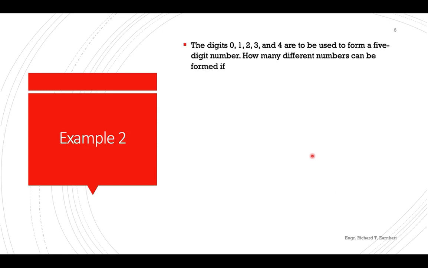Let's have another example. The digits 0, 1, 2, 3, and 4 are to be used to form a 5-digit number. How many different numbers can be formed if repetitions are permitted? There are 5 digits to be formed. For the first digit, there are a total of 4 possible outcomes, excluding 0, because a number cannot start with 0. And then since repetitions are permitted, we have 5 choices for the remaining 4 digits. Since these are simultaneous events, the total possible outcomes will be the product of 4, 5, 5, 5, and 5, which is 2,500.